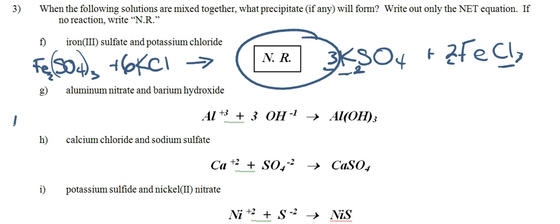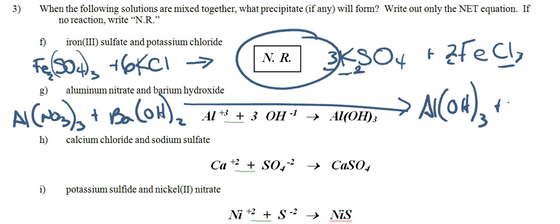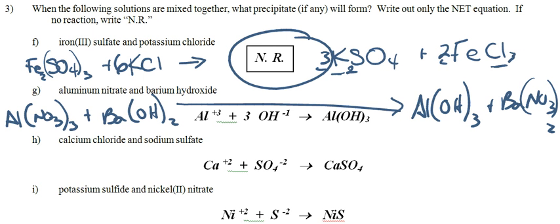Alright, aluminum nitrate, so Al(NO3)3, that's a 3 plus, barium hydroxide. I'm doing this only because you have it done already. And it forms aluminum hydroxide. And again, barium nitrate, so put a 2 there. Scoot that over just a bit. Alright, so do we have the same numbers? We do not have the same numbers, so we need a 3 there, 3 there, 2 there, 2 there. Okay.